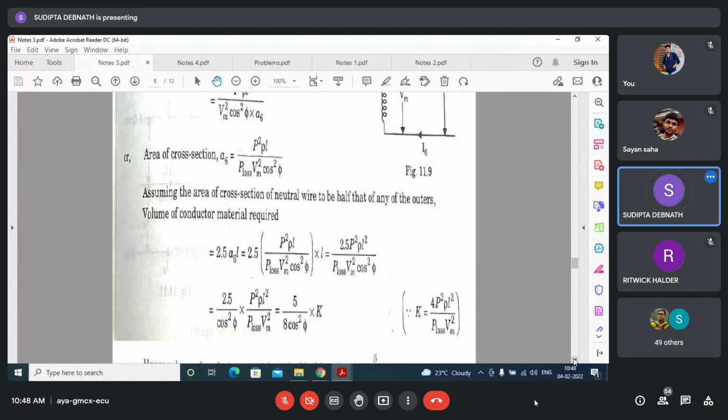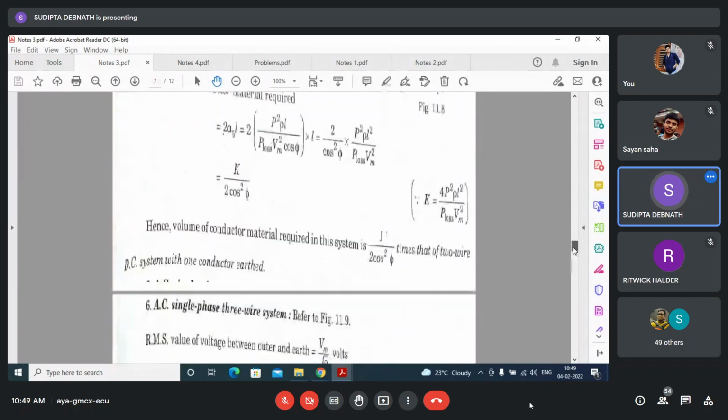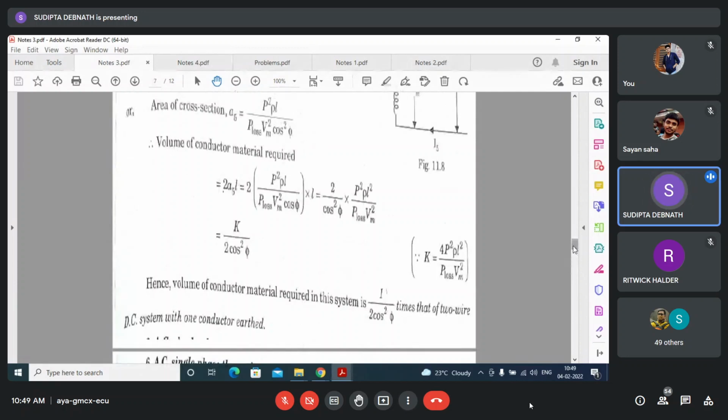So if we consider only the AC single phase system, which is more economical, the conductor material requirement will be least. The third one is 0.6, the second will be 0.5. So again, the second system is most economical, then comes the last one, then comes the first one. It follows the same as that of DC.